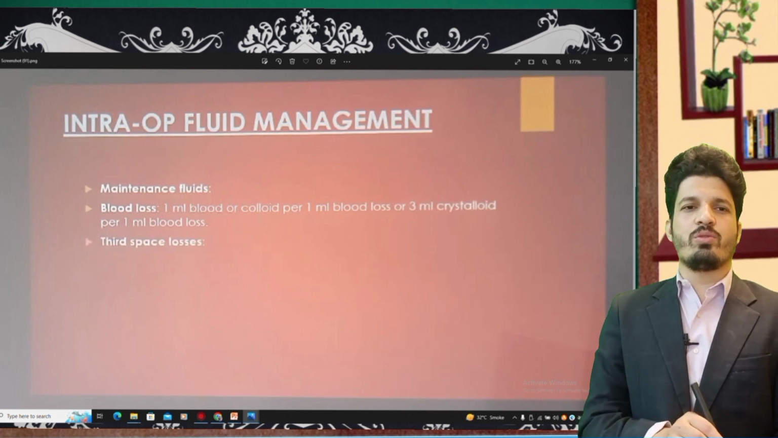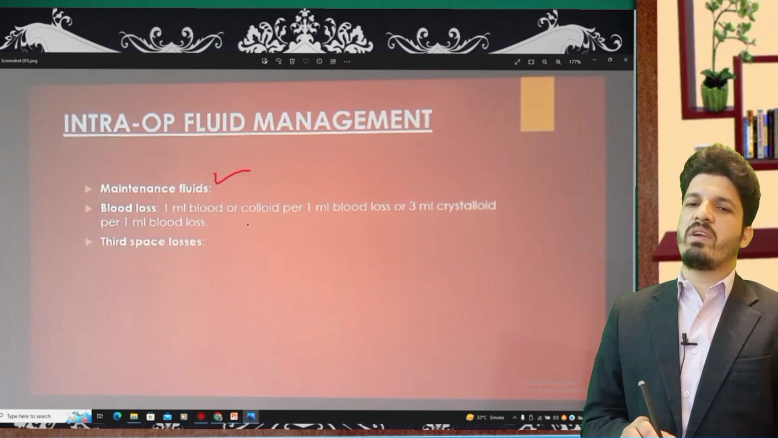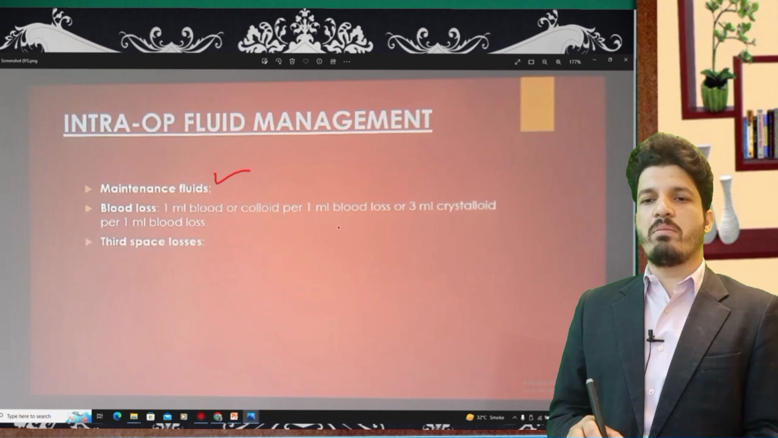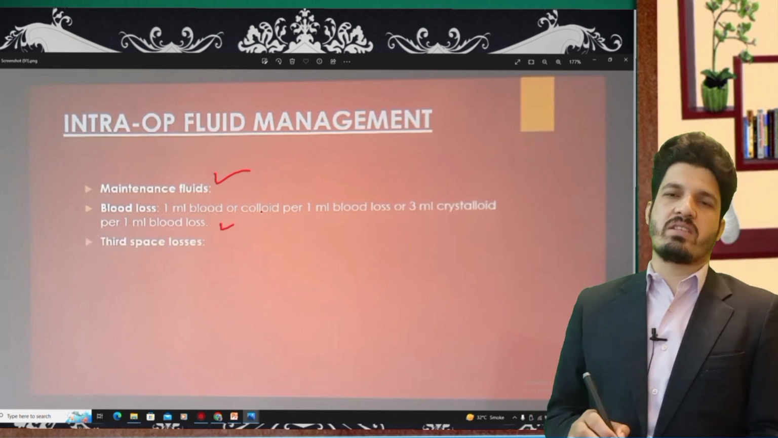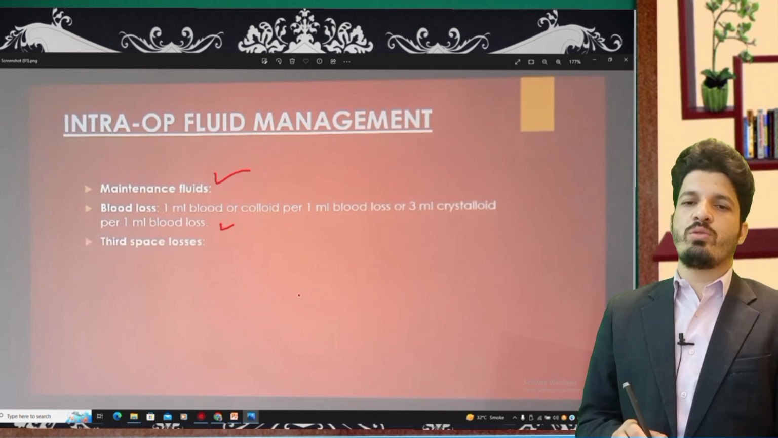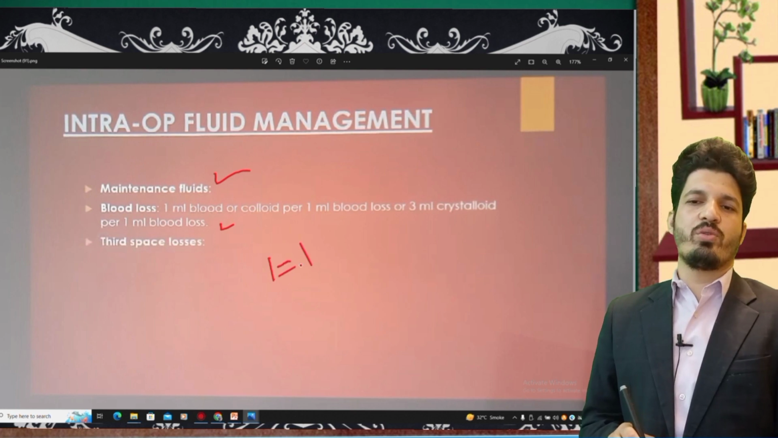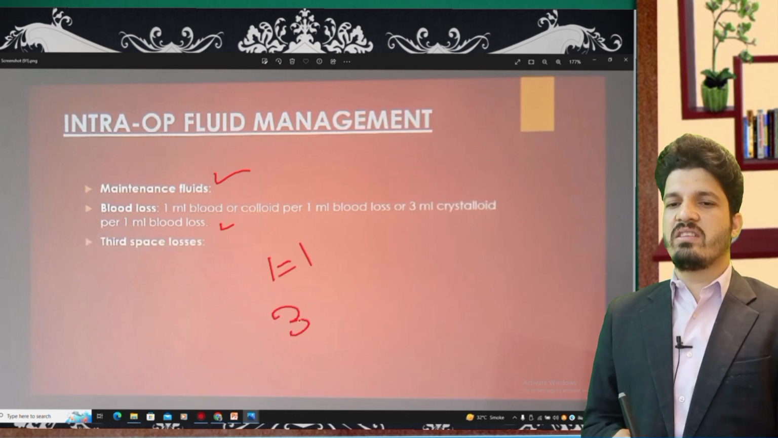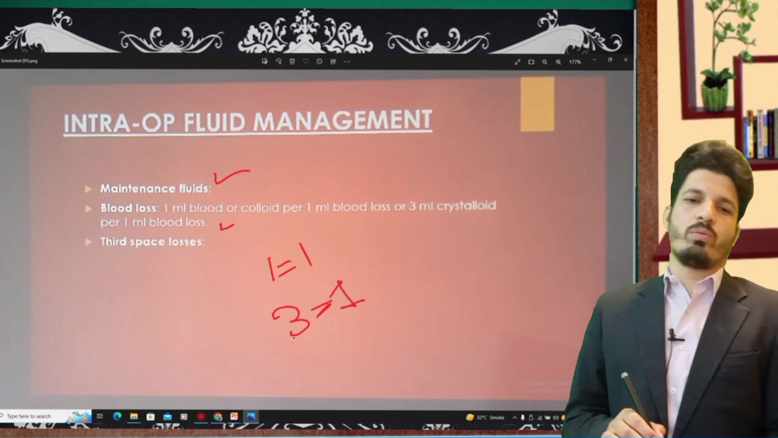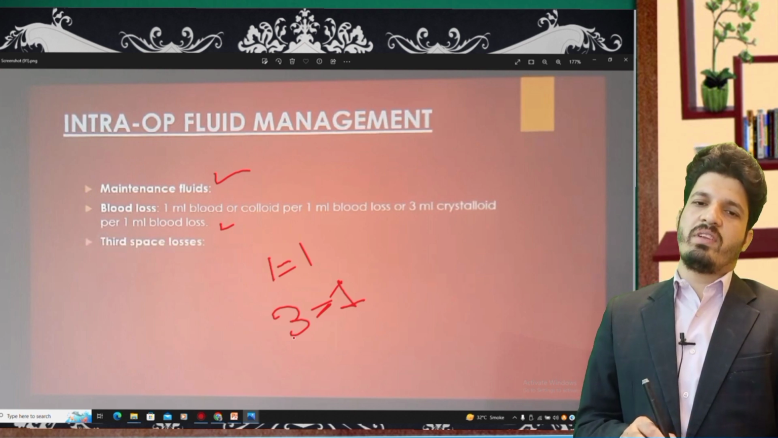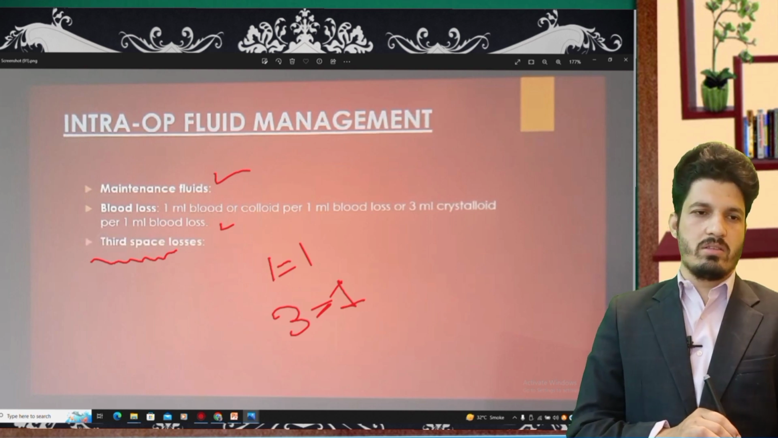Definitely you will use the maintenance fluids and blood loss replacement. 1 ml of blood or a colloid per 1 ml loss, or 3 ml crystalloid per 1 ml blood loss. So if you are using colloids, then 1 is equal to 1, and if you are using crystalloids, then 3 is equal to 1. And you will also definitely calculate the third space losses, and you will replace these losses accordingly.